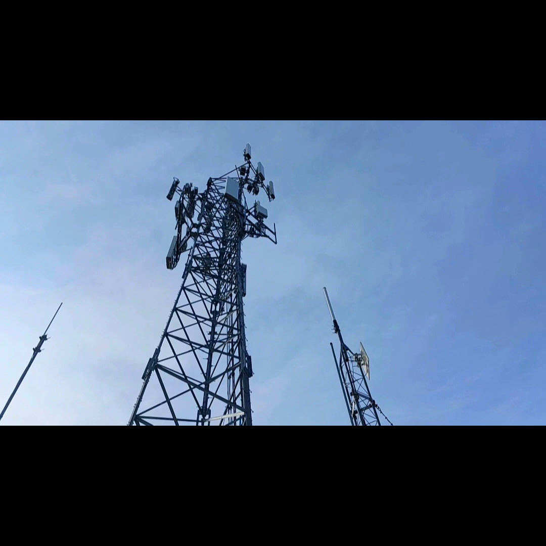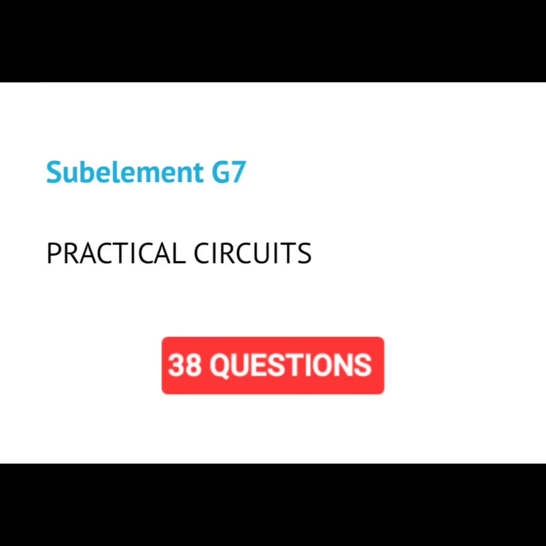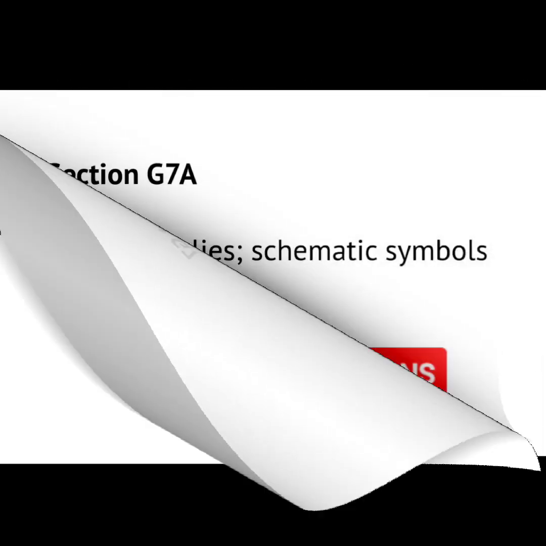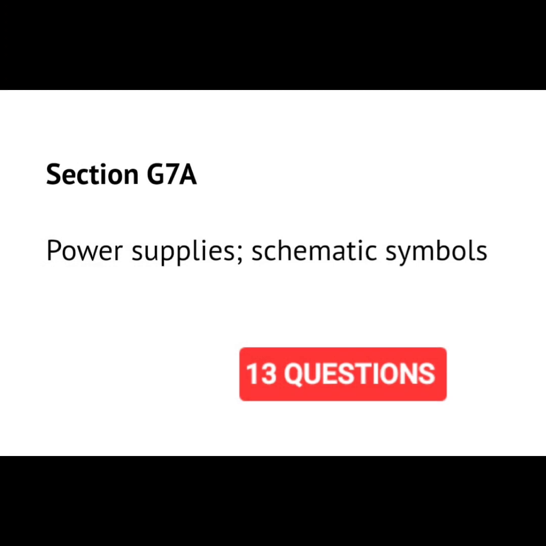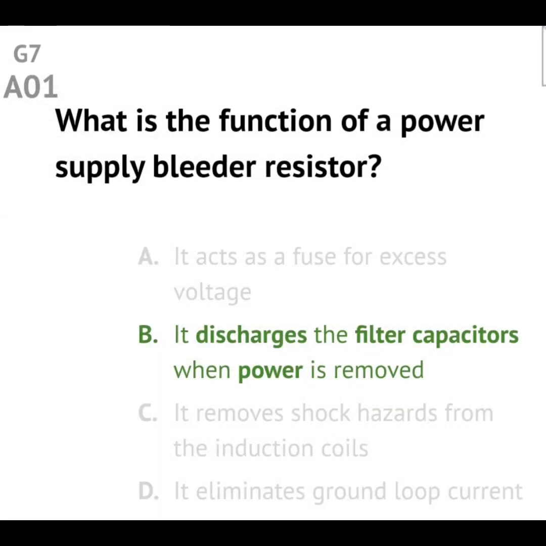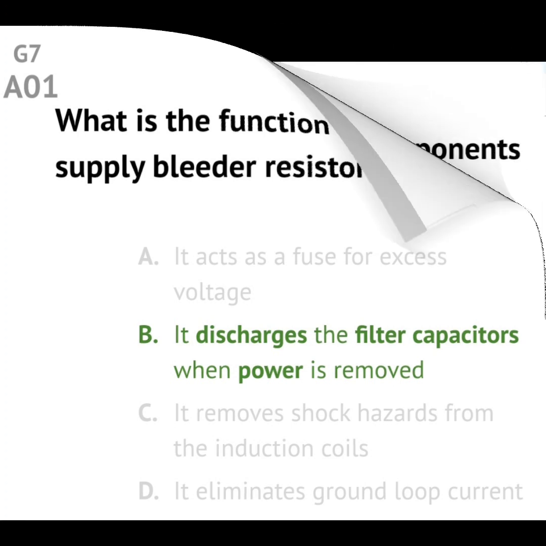This is chapter 7. Sub-element G7, Practical Circuits. Section G7A, Power Supplies, Schematic Symbols. Question G7A01. What is the function of a power supply bleeder resistor? Answer. It discharges the filter capacitors when power is removed.